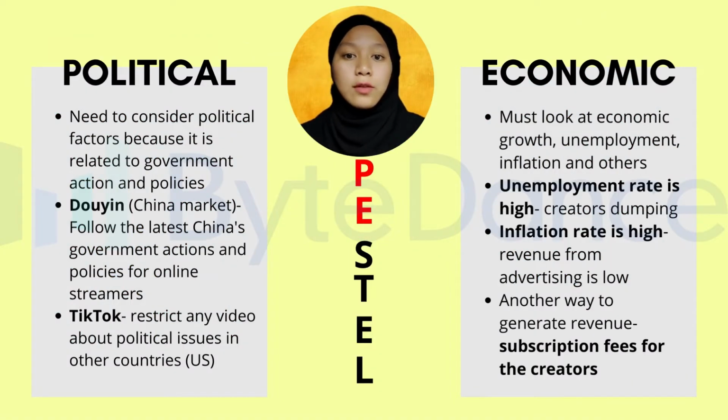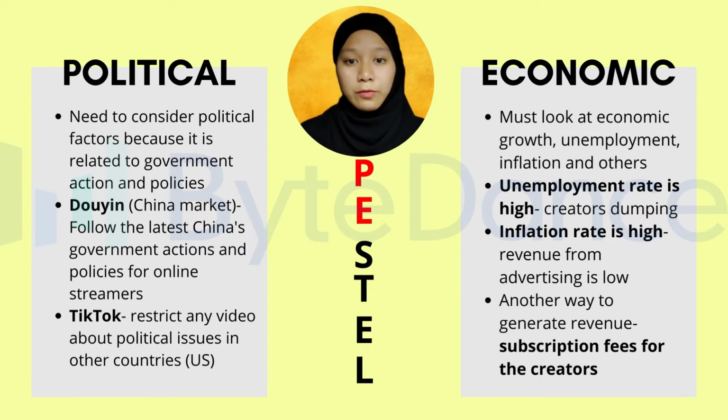So in the third section, I will discuss the PESTEL model and relate it to Douyin and TikTok. The first factor is the political factor, related to government actions and policy. To conquer the online streaming market in China, Douyin needs to follow the latest government actions and policy for online streamers in China. China came up with a new protocol for online streamers, which is that they need to maintain the right tone in political orientation, public communication, and actively embody core socialist values. As a global app, TikTok needs to restrict any video about political issues in other countries, especially in the United States. TikTok needs to tighten policy around political issues such as banning politicians that use the platform for campaign fundraising.